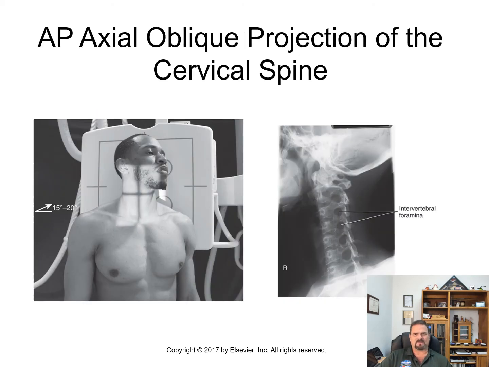All right, so AP axial oblique projection of the cervical spine. Notice that the patient has a slight tilt between 15 and 20 degrees. That's what makes it oblique, and it's AP because it's anterior to posterior. They're really looking at the intervertebral foramina to see if there's any damage there.